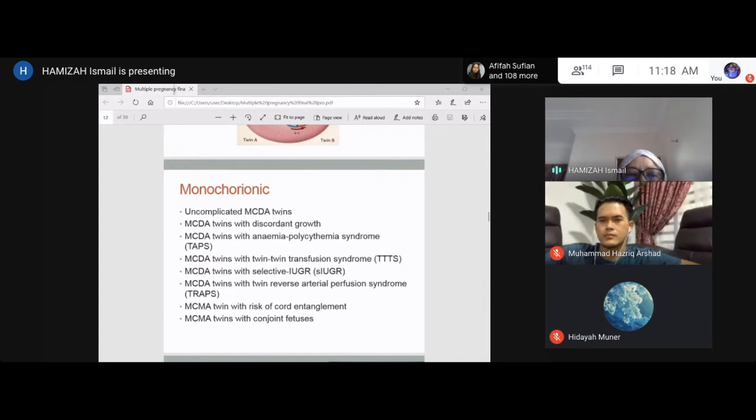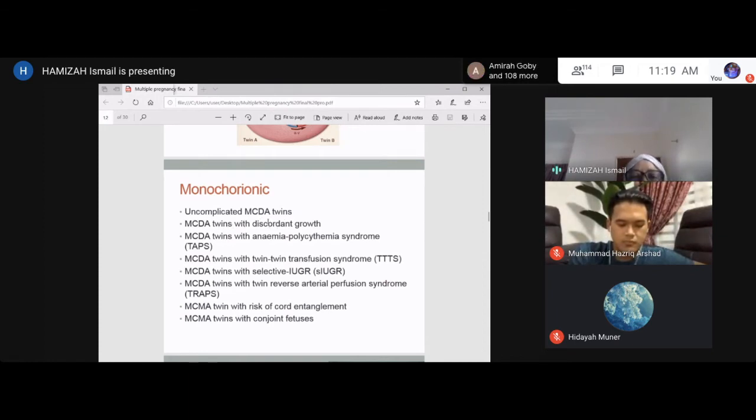Uncomplicated MCDA twins can usually be delivered vaginally, but there are reported cases that acute TTTS occurred after the first twin delivered. After the first twin is delivered, suddenly the anastomosis opens up, and the second twin has severe bleeding and brain damage. So people usually say MCDA, and they do cesarean, but the uncomplicated can still be delivered vaginally.